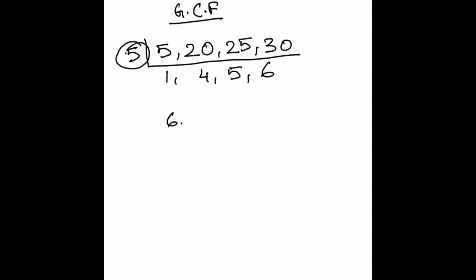Now imagine we had this set of numbers, 6, 12, 15, and 20. If I had to find the greatest common factor of these numbers, I would need to find one number that could divide 6, 12, 15, and 20 without leaving a remainder. And if you do some calculations, you'll see that there isn't a number that can divide all of them.